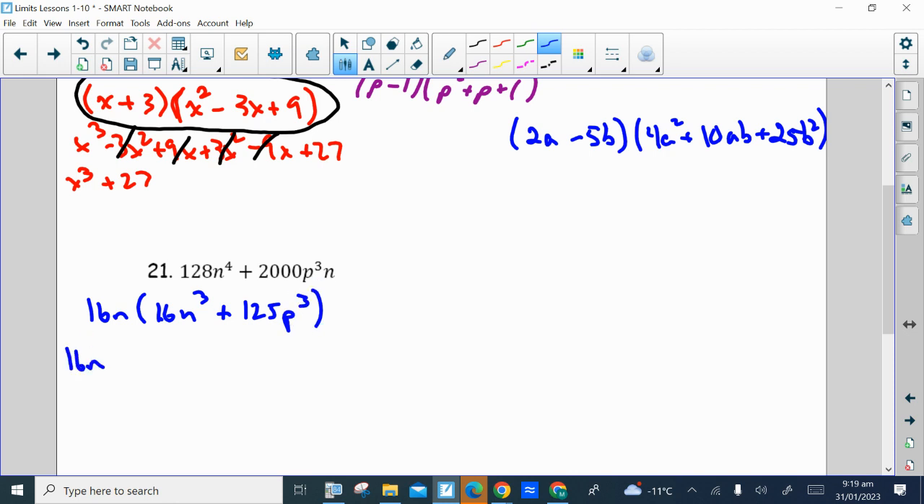So you can't forget about your common factor. It's one of your factors. It has to be stated in your solution. I put a 16 there when it should have been 8. The cube root of 8n cubed is 2n. The cube root of 125p cubed is 5p. Square the 2n, multiply them together, square the 5p, and the sign pattern for sum of cubes is plus, minus, plus. So there's the final factors.